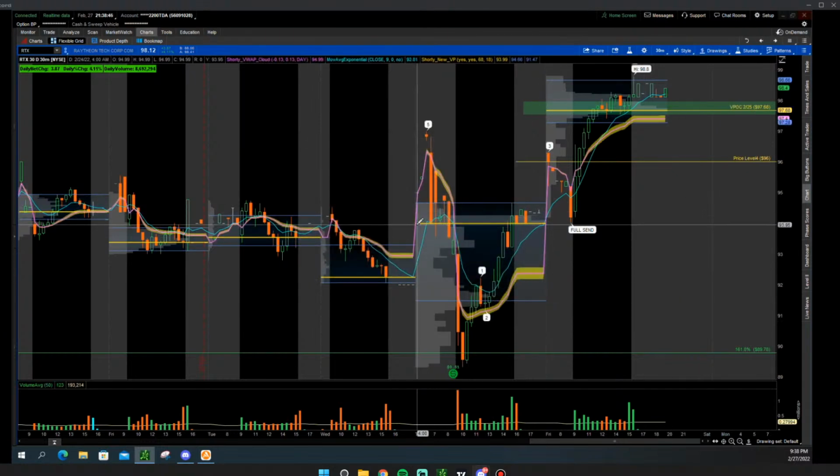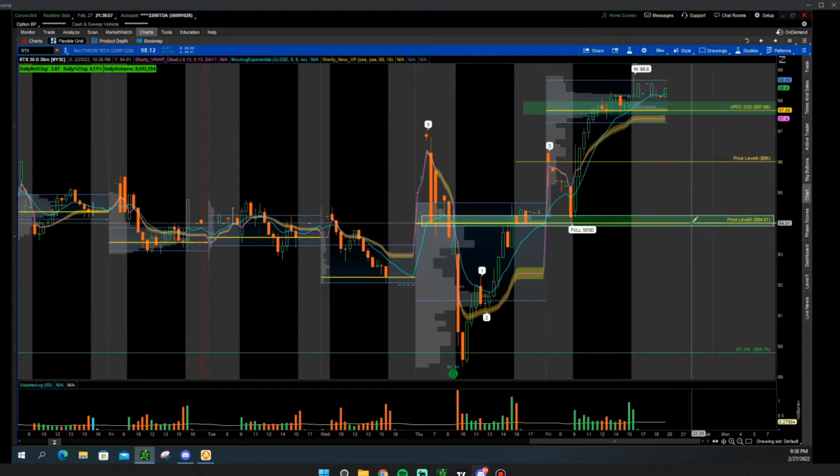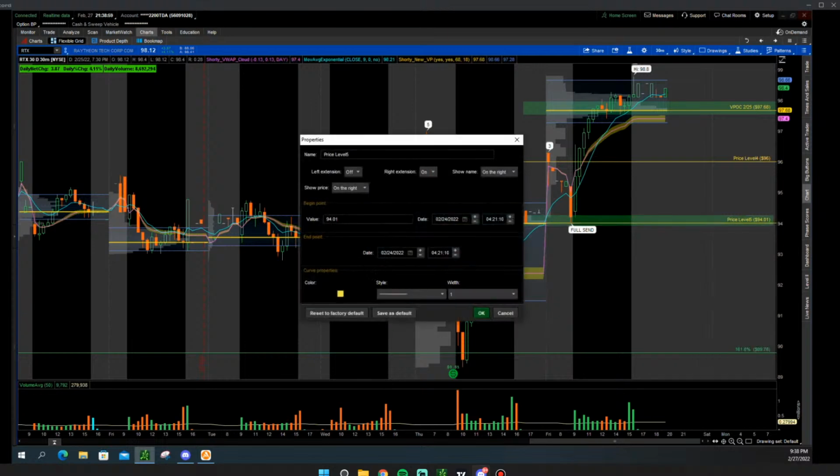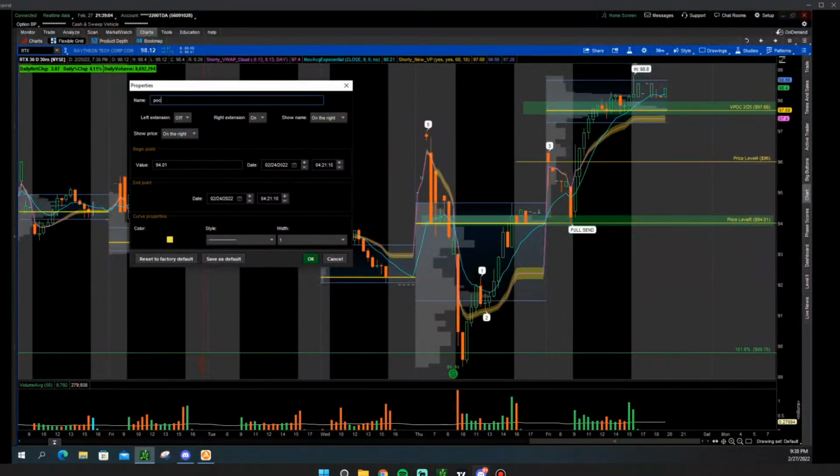You guys see this beautiful setup here? Look at this. Look at that. Gorgeous. Full send right from a demand zone. Those are the easiest plays you're going to have when it does that.